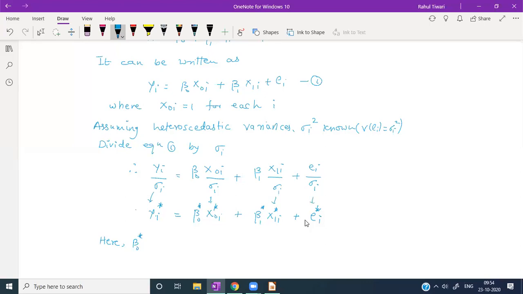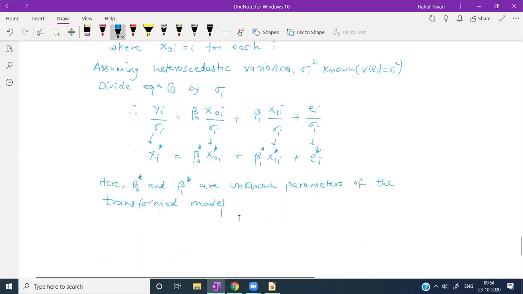Here beta naught and beta 1 star are unknown. Obviously they are unknown because you need to calculate them. They are unknown parameters of the transformed model. So when you have a model, obviously this beta naught and beta 1 will be the parameters of your transformed model, because you are transforming that model with beta naught and beta 1.